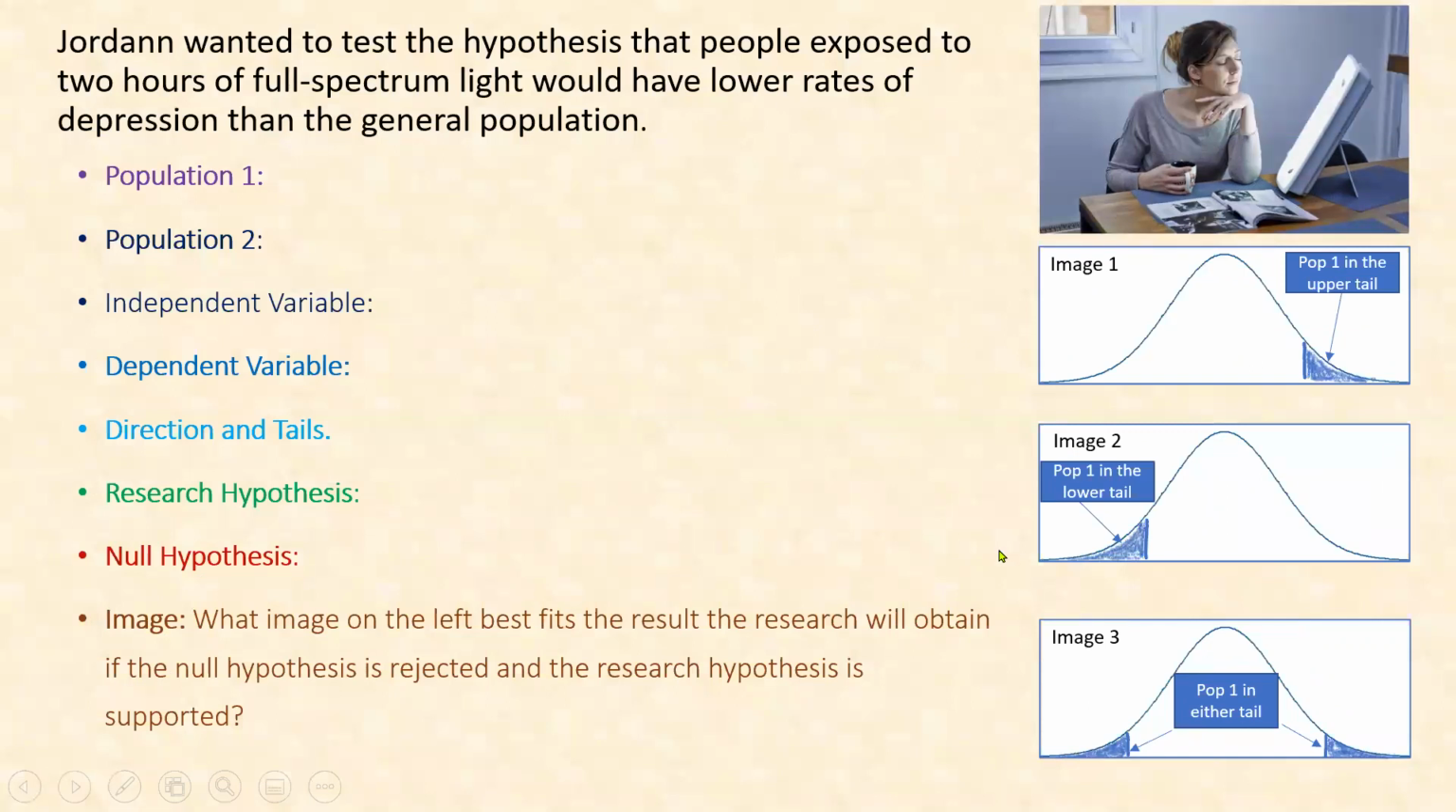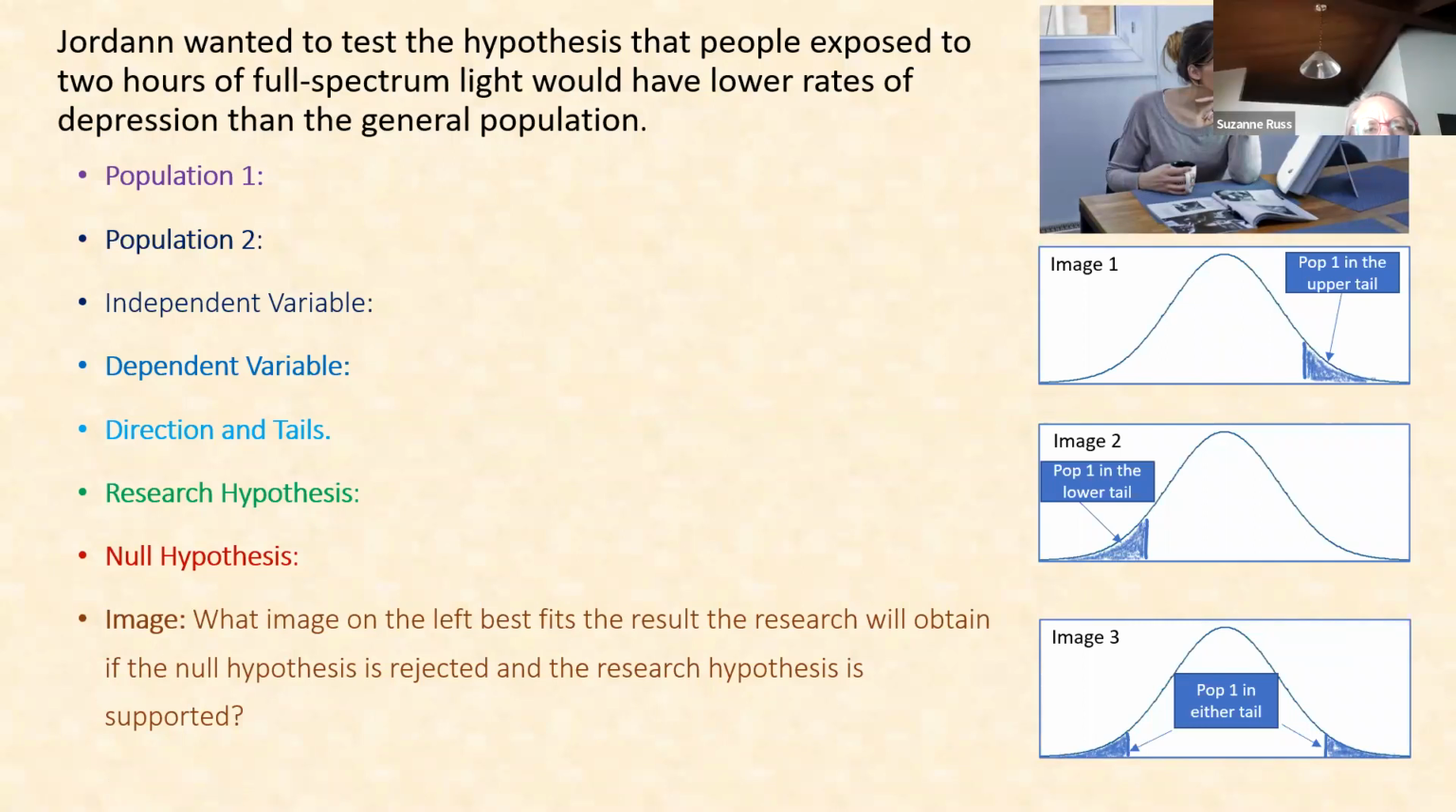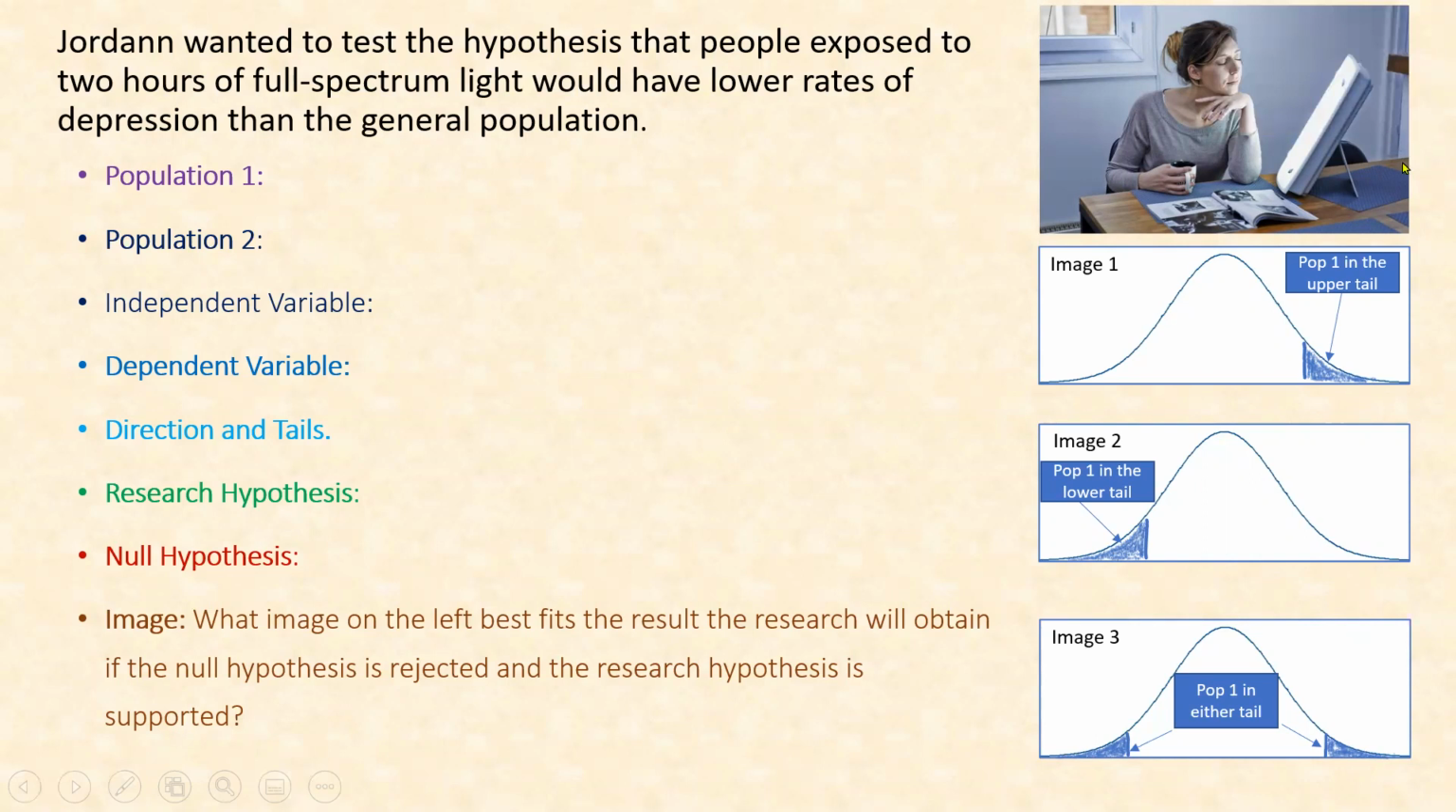So let's imagine that Jordan has this hypothesis. She thinks that people exposed to 2 hours of full spectrum light in this kind of device that you see in the picture would have lower rates of depression than the general population. So she must think that some kinds of depression are related to a lack of light. Let's parse this problem out a little bit. Population one is the population that she's interested in. These are the population that she thinks, if she does something, they're going to be different.